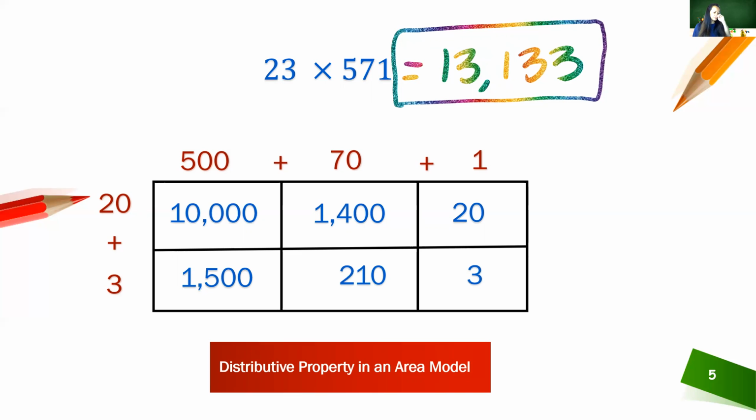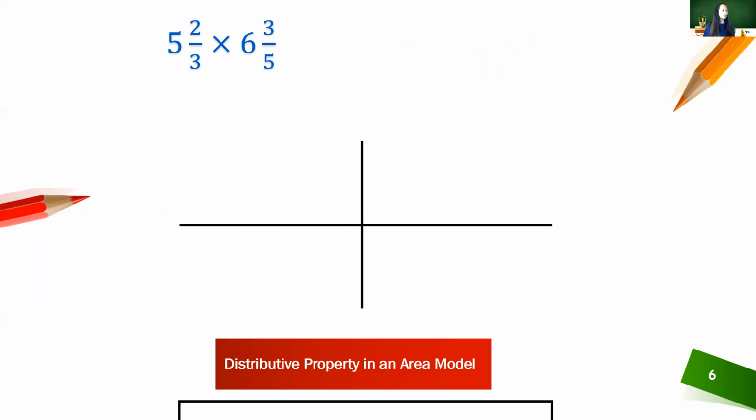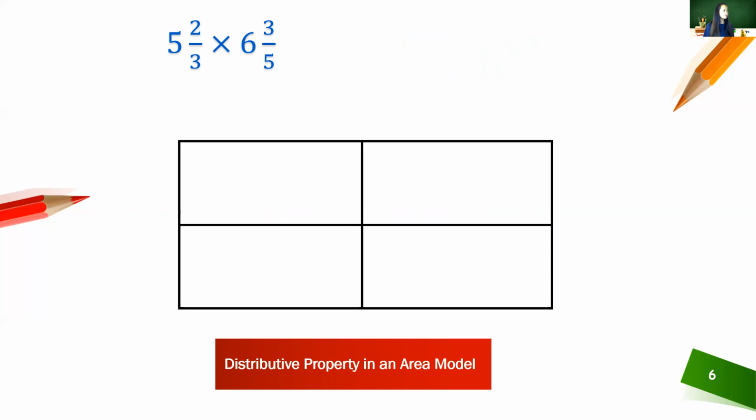Now, how does it work with fractions? When do you see this in fractions? When you have things like 5 2/3 multiplied by 6 3/5. Okay, so here's the rectangle, 5 plus 2/3 for one side, and the other part would be 6 plus 3/5.